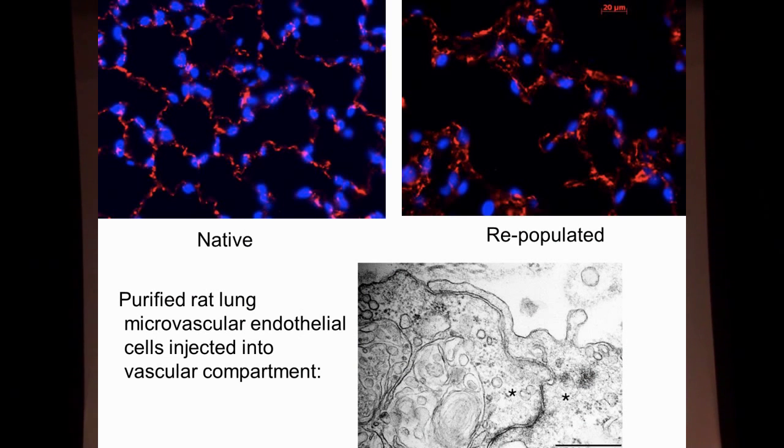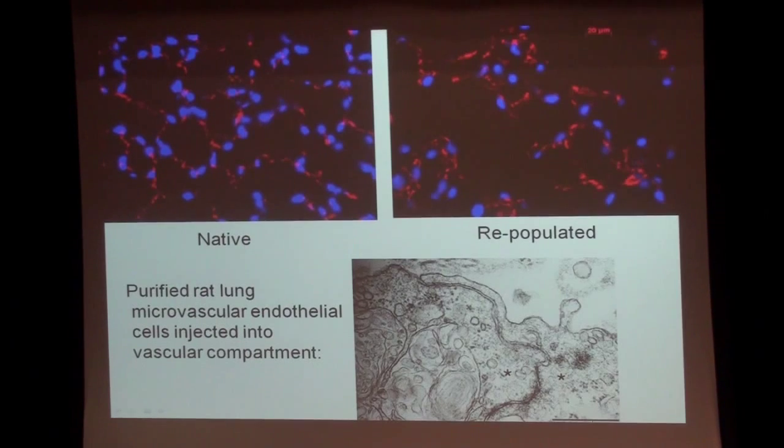This is just an image of the microvascular endothelium. So this is a stain for CD31, which shows that we also get dense repopulation into the vasculature of endothelial cells. And these are cells that we directly inject into the vasculature, and they take up residence there and form a very dense population. Next slide.